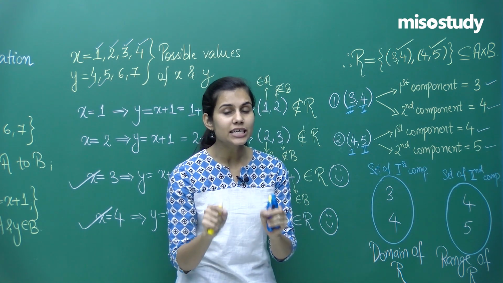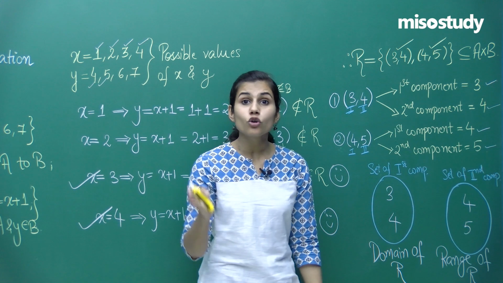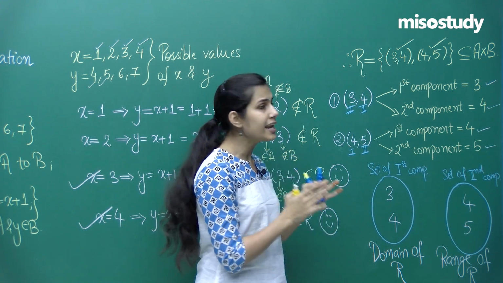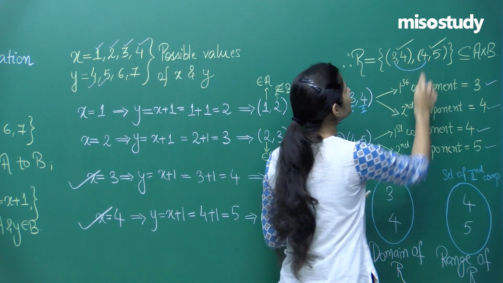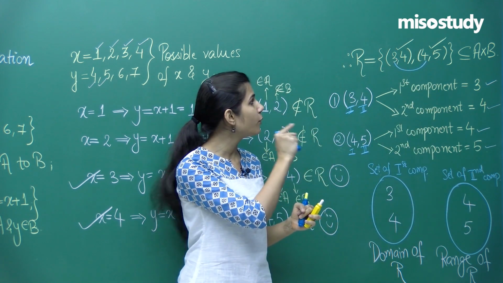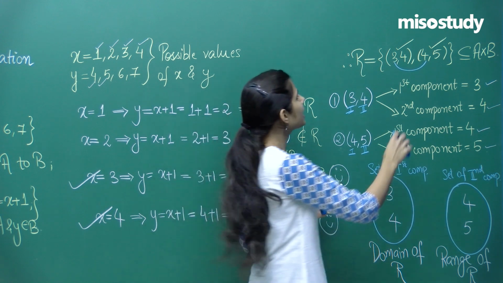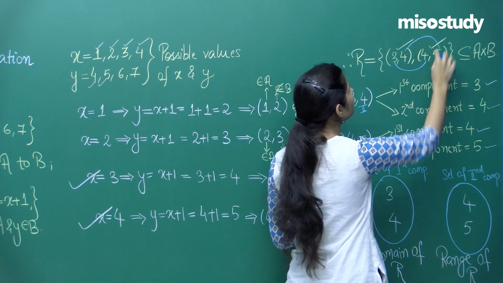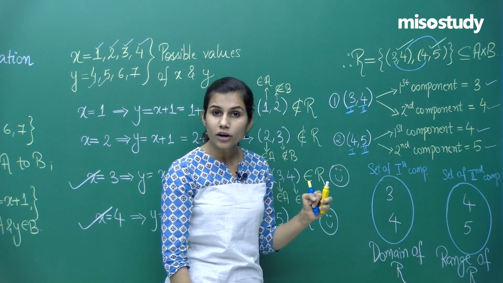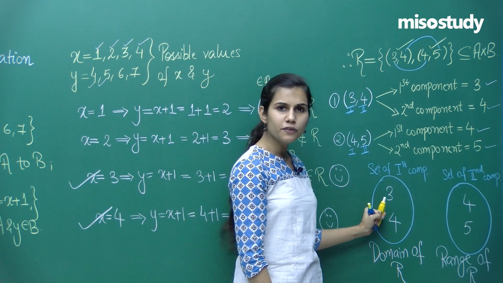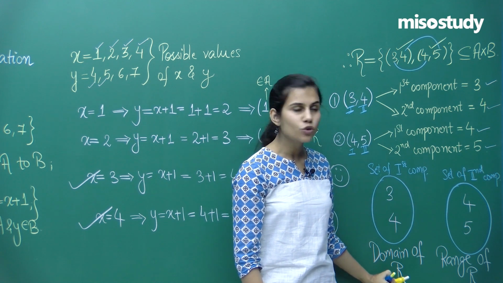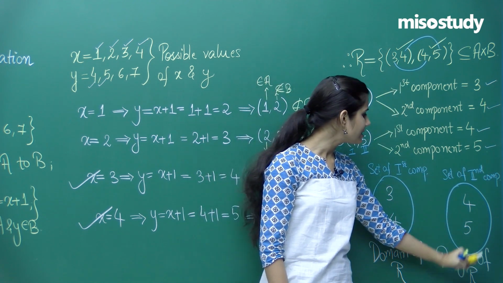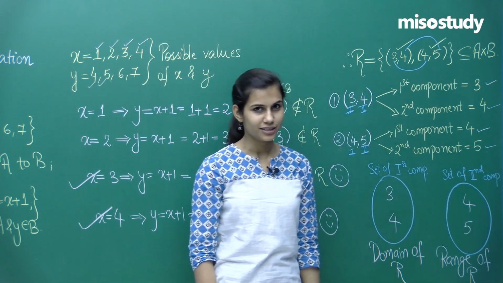Once you have successfully obtained R in the roster form, it is very easy to just pick up the first elements which are 3 and 4 in both the ordered pairs and pick up the second elements which are 4 and 5 from both the ordered pairs. Just make a set of the first elements, set of the second elements, declare this as the domain of this relation and this as the range of this relation.